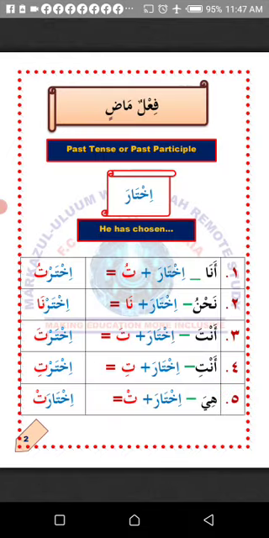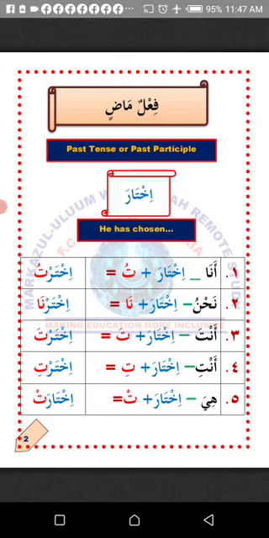Fi'lun madin, past tense. This is a form of verb in Arabic that one can use to talk about an action that took place in the past. The question is, how do we change the verb ikhtara?